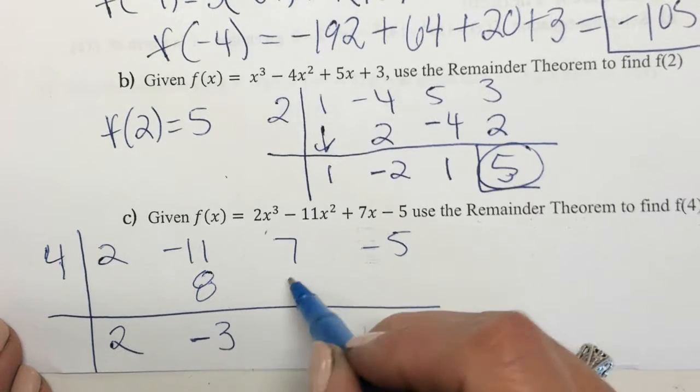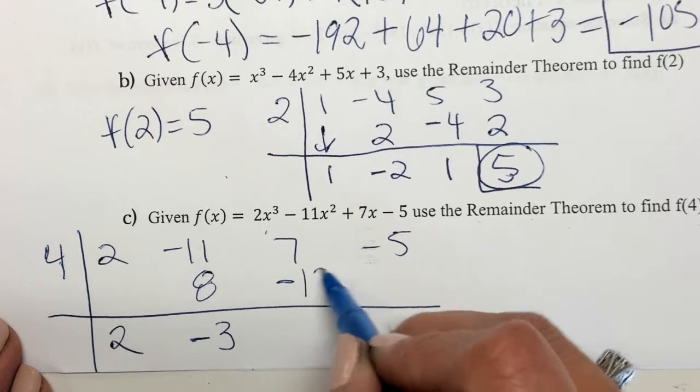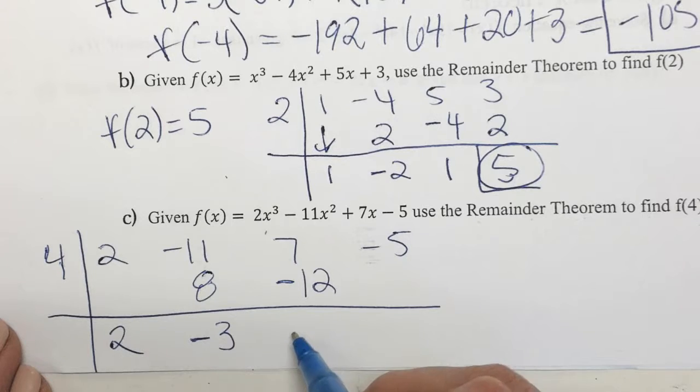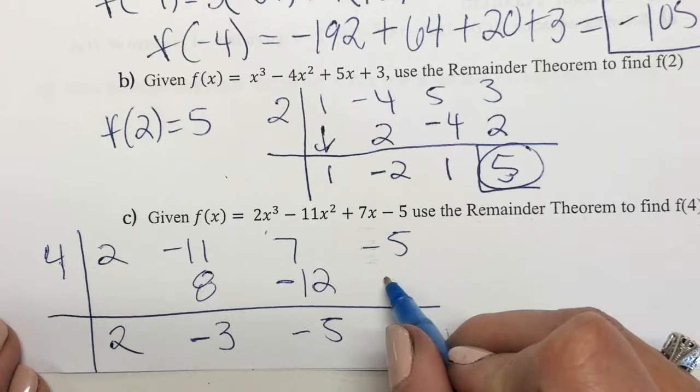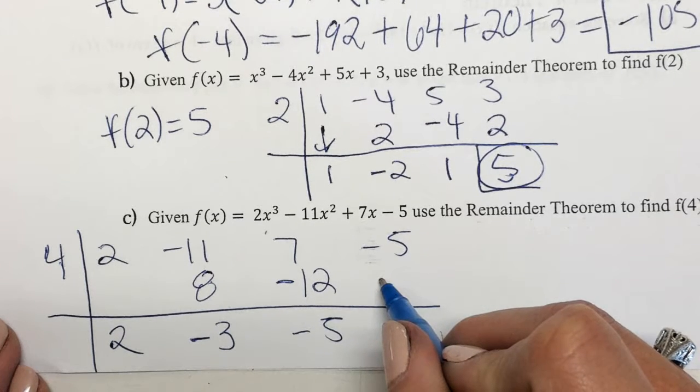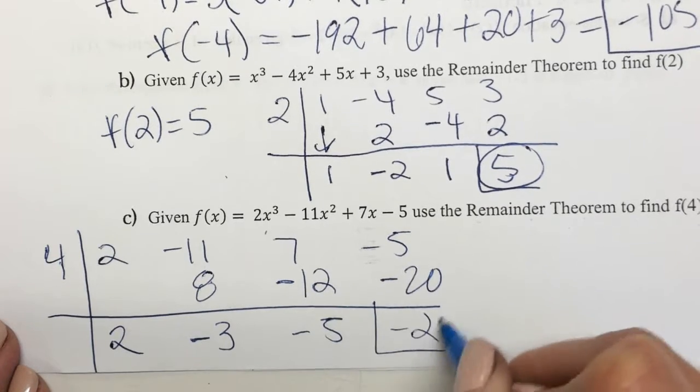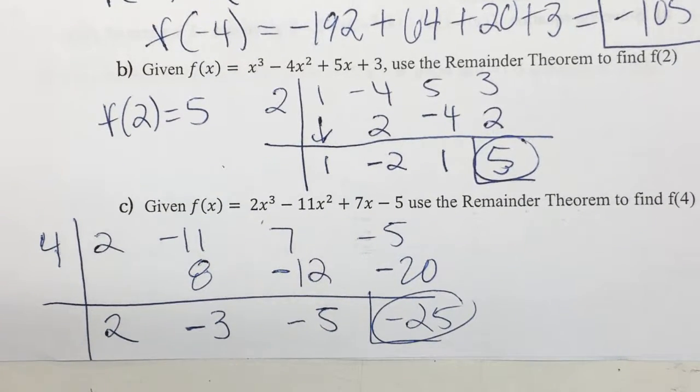That's what I did. Alright, Kelsey right here. Ransom right here. Cade right here. -20. Good. And final answer, -25. Very good. Any questions? Alright, flip it over.